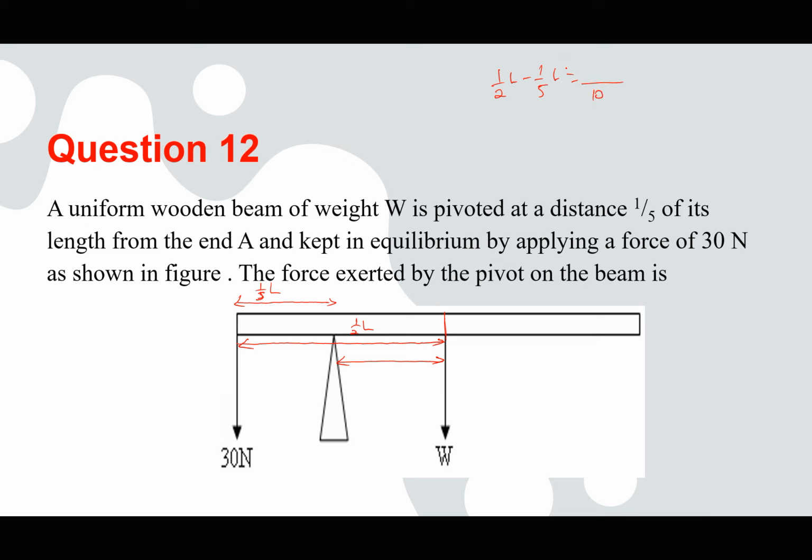10 divided by 2, 5L minus 2L. So that gives us 3 over 10 L. So this distance is 3 over 10 L.